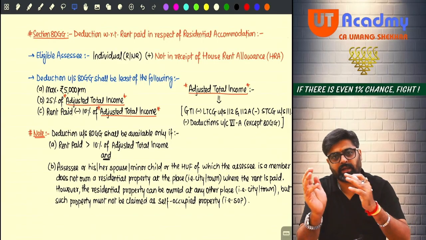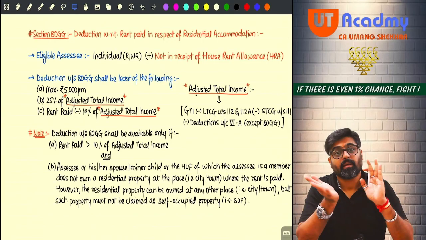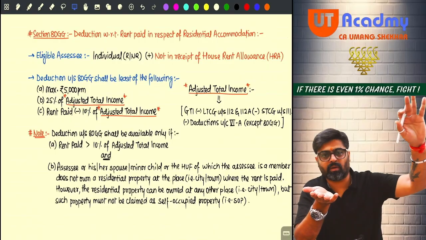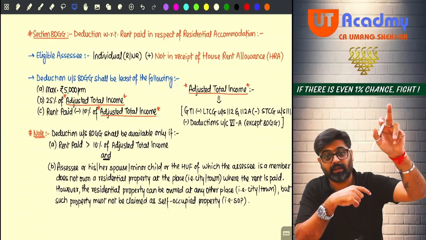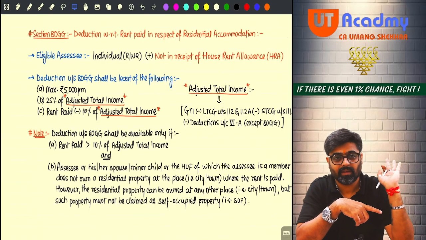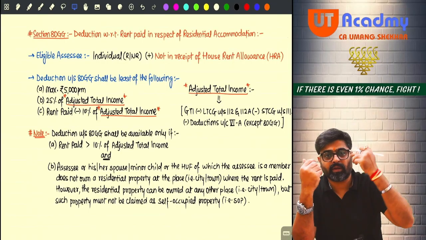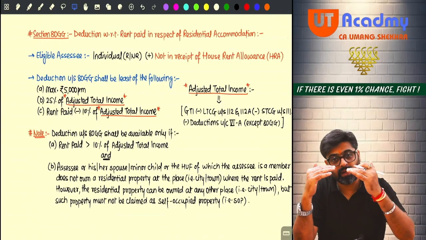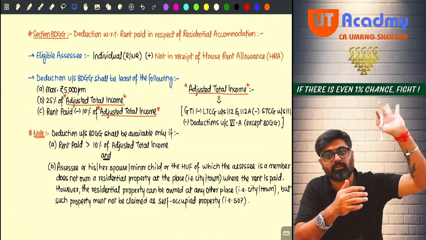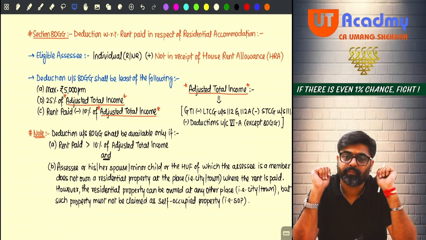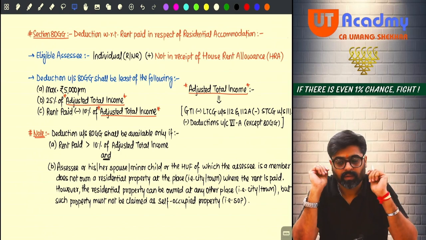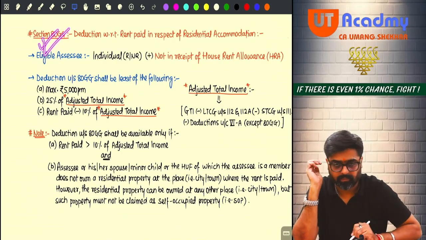So in the same city where you are paying rent, you cannot have your own property. If you have, 80GG will not be allowed. But in another city, you can have your own house, no problem. But that house you cannot treat as self-occupied. If you are treating that as self-occupied, forget about 80GG. If you are claiming 80GG, forget about self-occupied exemption. Both the benefits cannot be taken simultaneously. Will you remember? This was your 80GG.